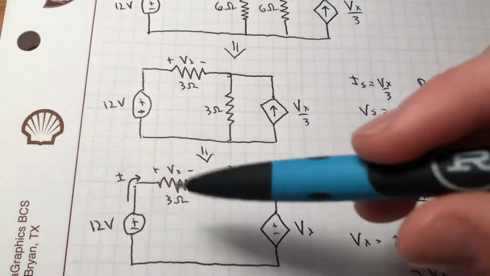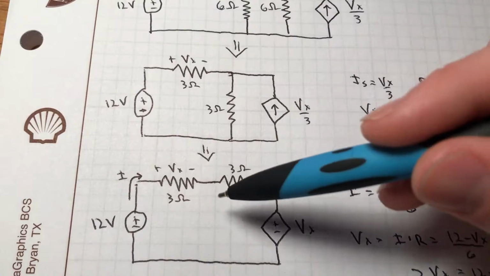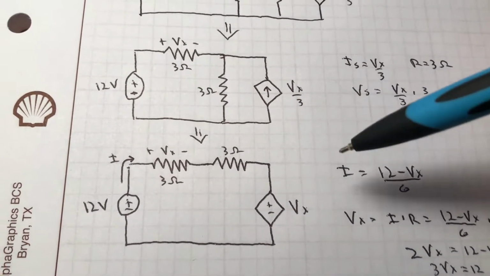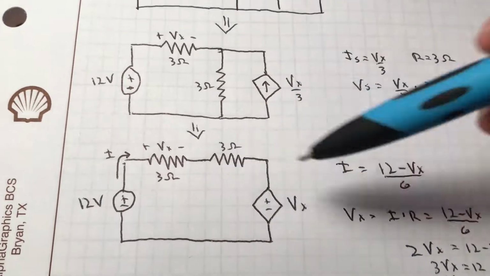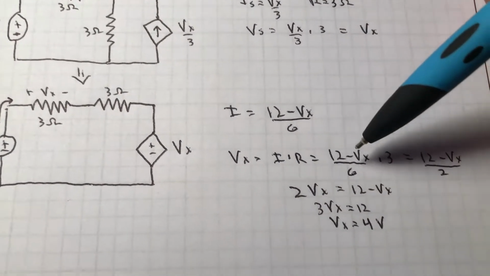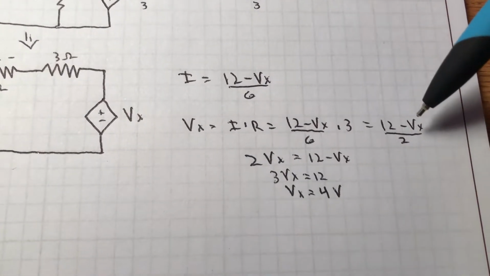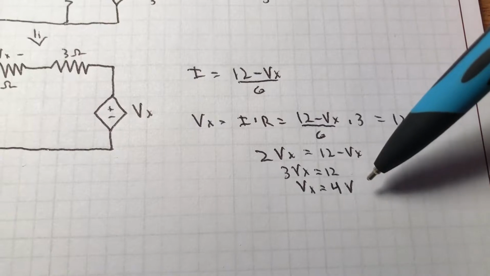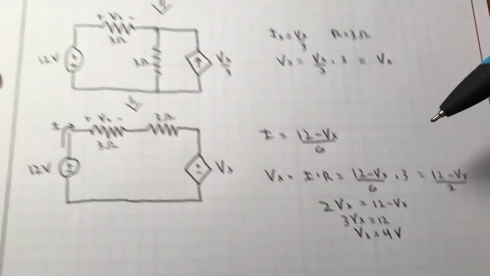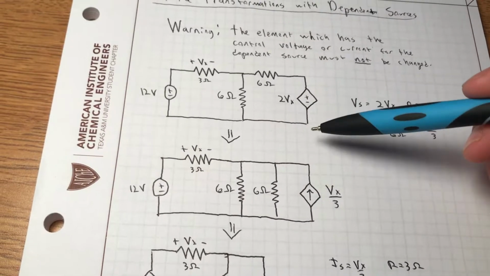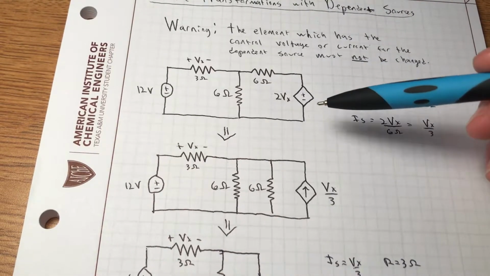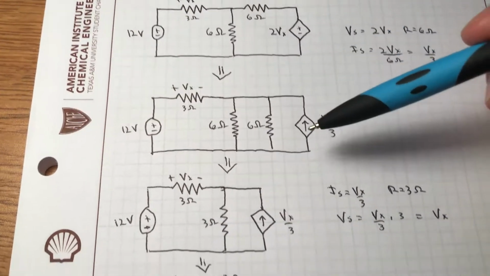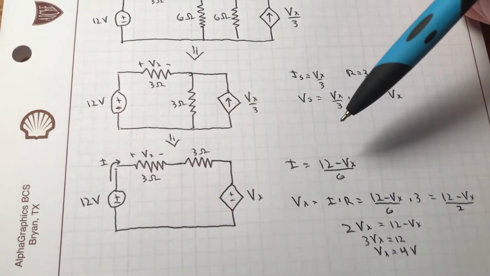So we examine the current through the whole thing. We can see it's equivalent to 12 minus Vx over the total of the two resistances, so 6 ohms. Now that we have the current, we can use Ohm's law to find Vx. So I times R equals 12 minus Vx over 6 times 3, which is 12 minus Vx over 2. And then through some simple algebra, we could see that Vx is 4 volts. So that's a very simple way to examine a circuit that has a dependent source, which is sometimes an annoying circuit to deal with. And all we have to do is 2 simple transformations and some parallel series combinations.